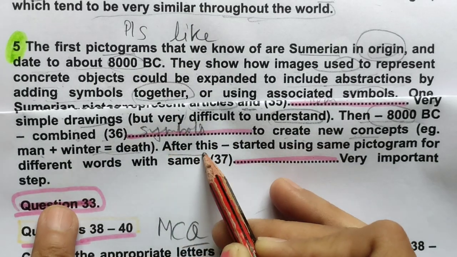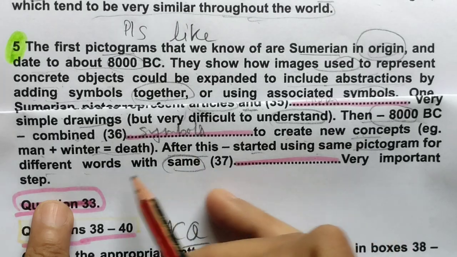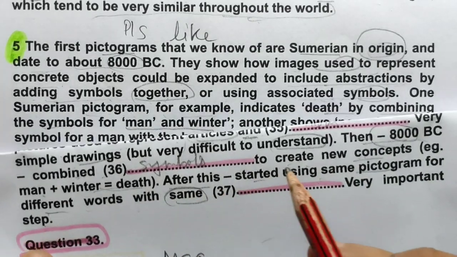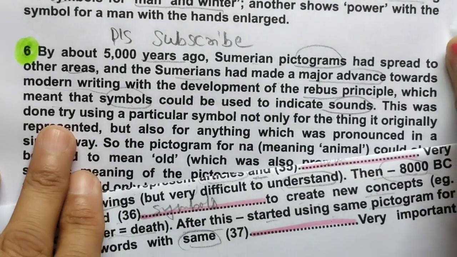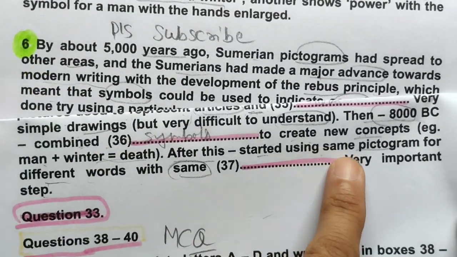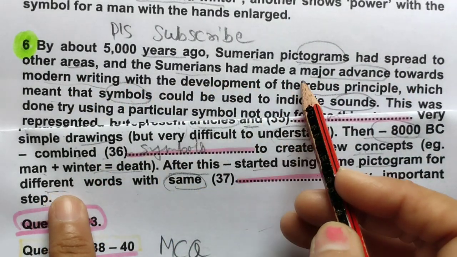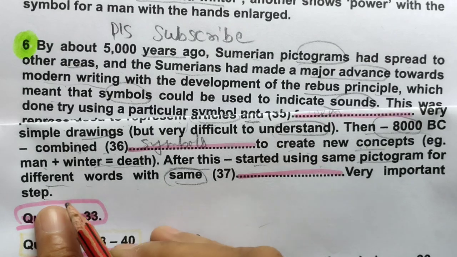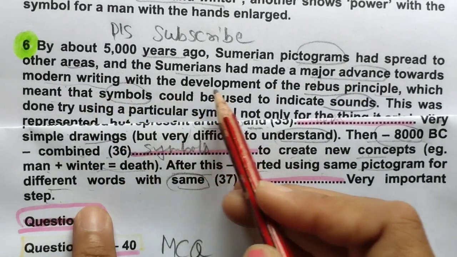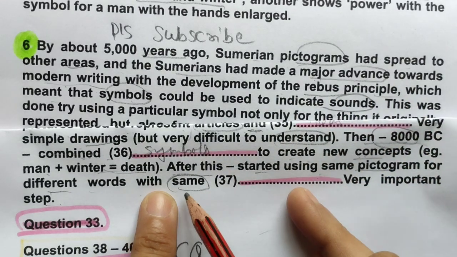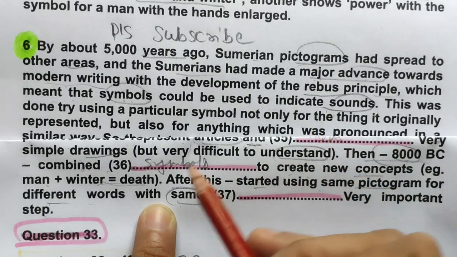Now next, after this, it started using same pictogram for different words with same pictogram. Very important step. Okay, so this next paragraph we can read it. After this, using same pictograms, Sumerian pictograms had spread to other areas. Sumerians had made a major advance step towards modern writing with the development of this principle, which means that symbols could be used to indicate sounds.